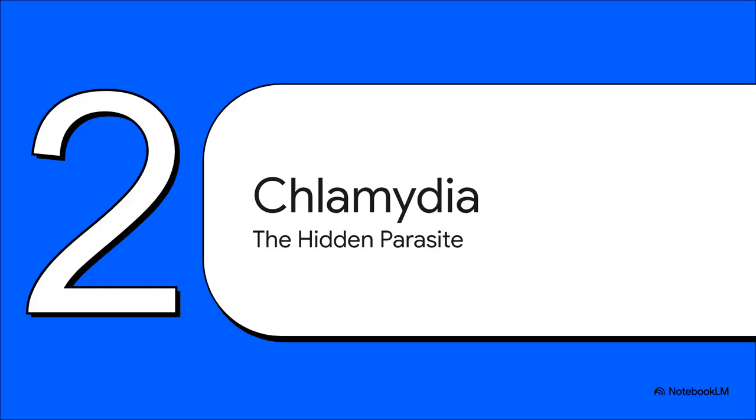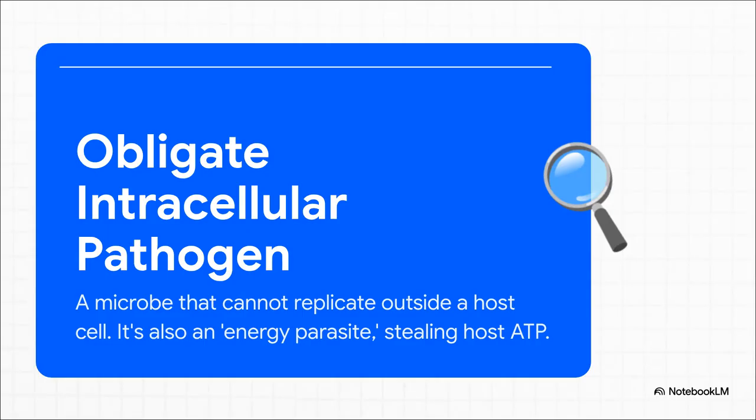Okay, let's switch gears to our next invader, Chlamydia trachomatis. If gonorrhea is a clever invader, chlamydia is the hidden parasite. This microbe is all about stealth, living and multiplying exclusively inside our own cells. This lifestyle makes chlamydia what's known as an obligate intracellular pathogen. Obligate means it has to, and intracellular means inside a cell. So it absolutely cannot replicate on its own. It's even nicknamed an energy parasite because it literally steals ATP, the host cell's energy, to power its own growth. It's the ultimate cellular squatter.